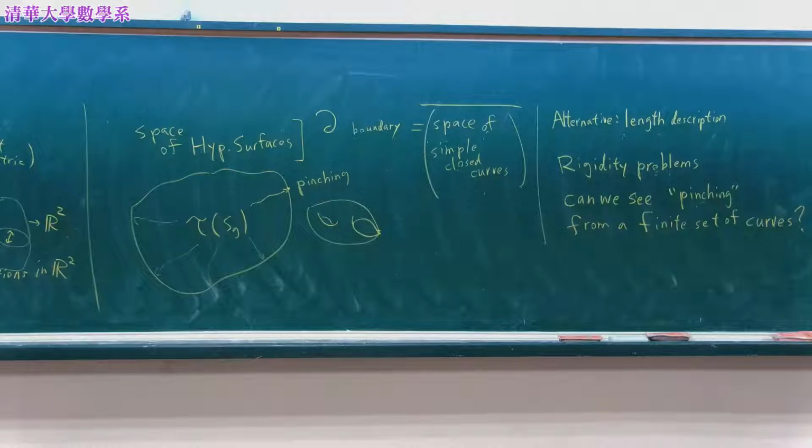So T of S_g uses 9g minus 9 curves to do it.